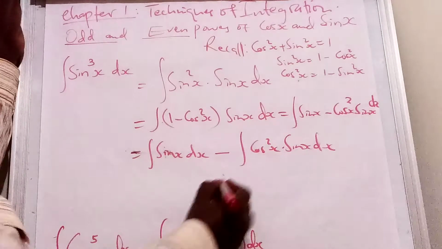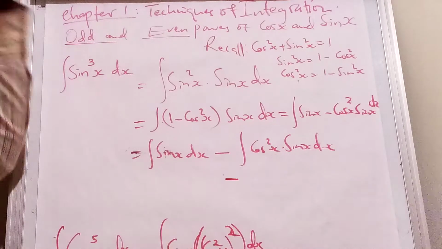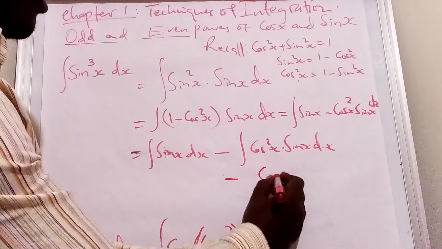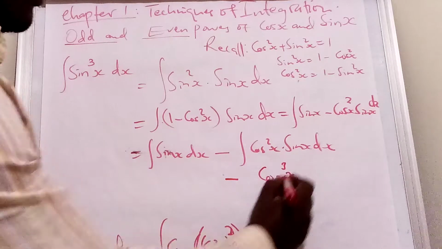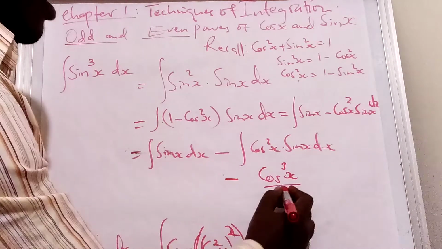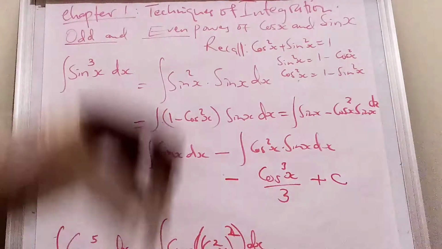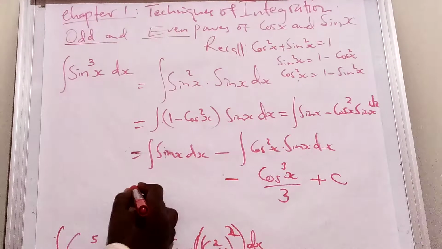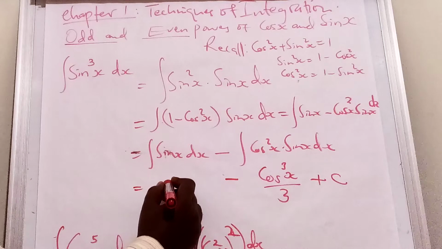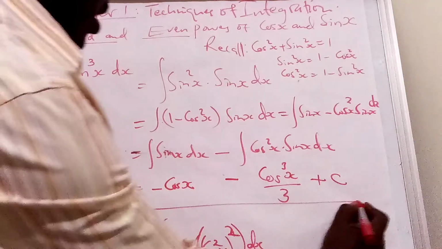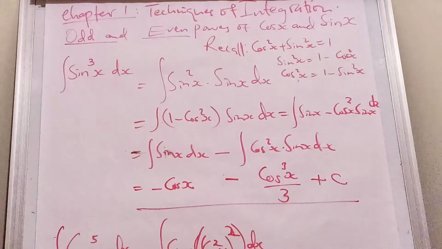So this one should become the other function that people differentiated earlier, which was cos cubed x, and then divided by the new power 3, plus a constant. So here you integrate sine x and get negative cosine of x, I think so. So this should be your answer.